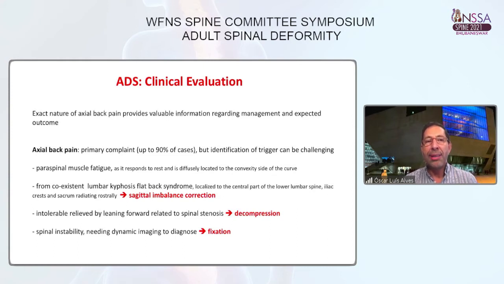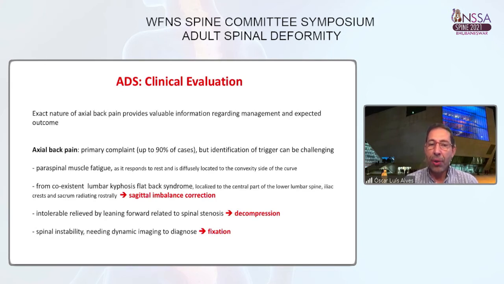And the exact nature of axial pain provides very important information regarding management. Axial back pain is a primary complaint. It's present in 90% of patients. Identification of the trigger can be challenging. You can have paraspinal muscle fatigue, and it responds to rest. It can come from coexistent lumbar kyphosis, flat back syndrome, and in that case, you need sagittal imbalance correction.